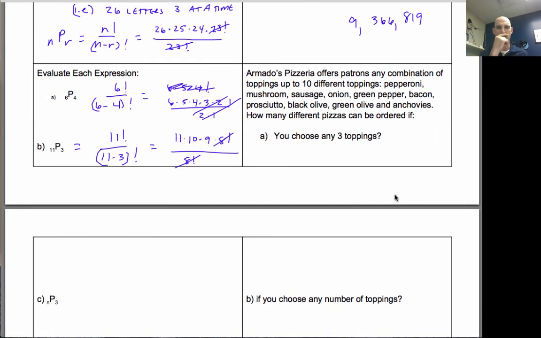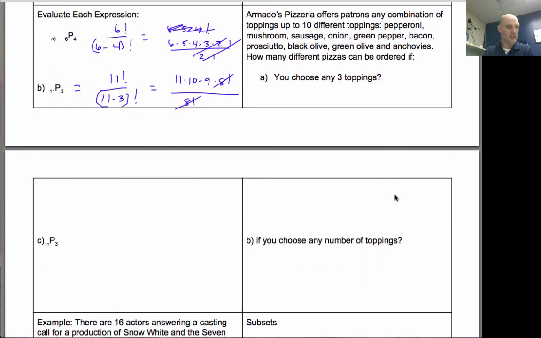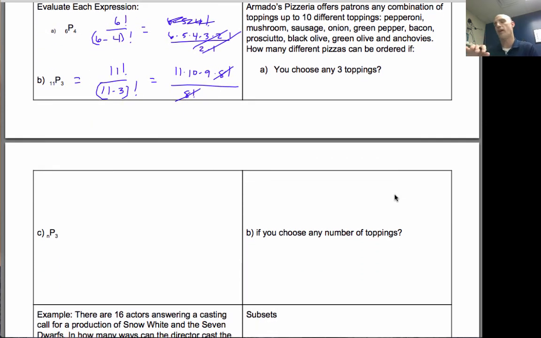Armato's Pizzeria offers patrons any combination of toppings, up to 10 different toppings. Pepperoni, mushroom, sausage, onion, green pepper, bacon, prosciutto, black olive, green olive, and anchovies. How many different pizzas can be ordered if you choose any 3 toppings? Once the olives are on there, they're on there. It doesn't matter if you put them on first, second, third, last. That is 10 toppings, choose 3. And that's going to be equal to 10 factorial over 3 factorial, 7 factorial, which is equal to 120. There's only 120 pizzas that you can choose with 3 toppings.